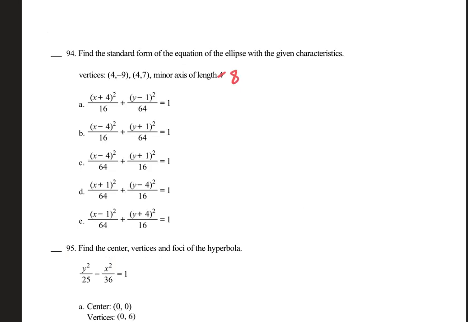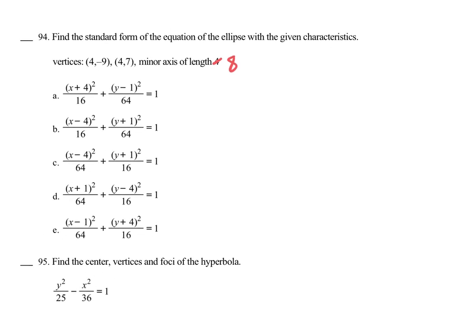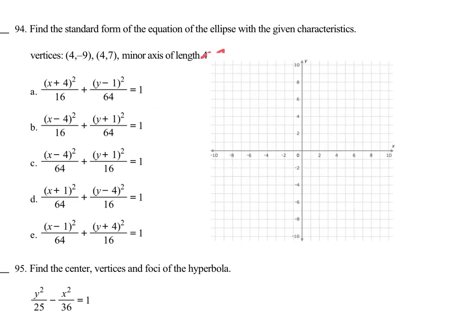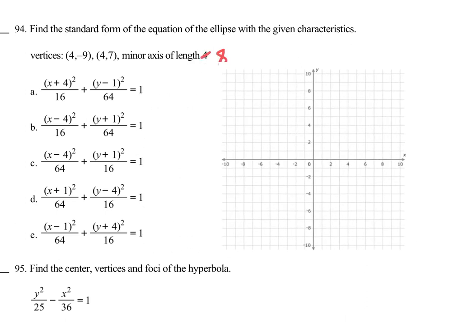All right, so 94 was the one where the minor axis was wrong. It doesn't work when it's the way it was. This one says the vertices and the minor axis length. The back of your reference sheet is graph paper. This is when it might be beneficial to draw it out. If my vertices are at 4, -9 and 4, 7, already I know this is vertical.